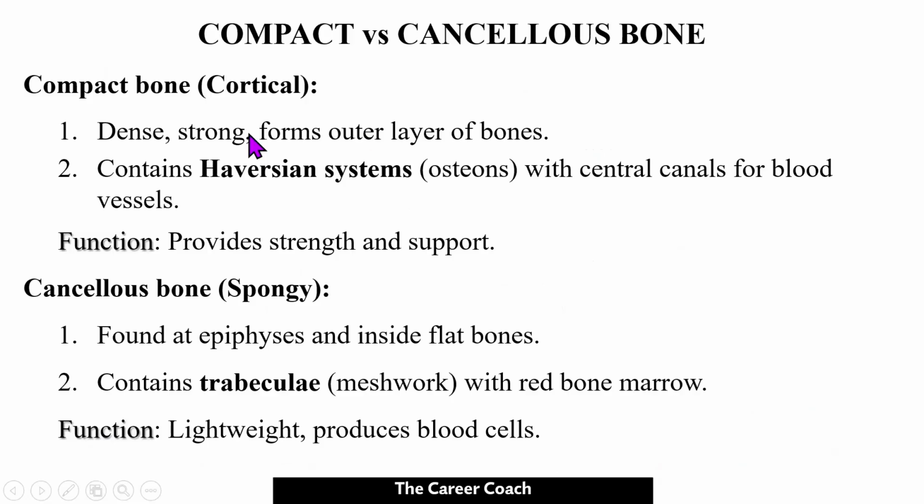Compact bone can also be called cortical bone. They are dense, they are strong, they form the outer layer of bone. They contain the Haversian system. The Haversian system can also be called the osteon. The Haversian system is the basic structural and functional unit of the compact bones. One thing you need to know is that it is a microscopic cylinder that runs lengthwise through the bone. It helps the bone to stay strong, and it also allows the passage of nutrients and waste in the bone.